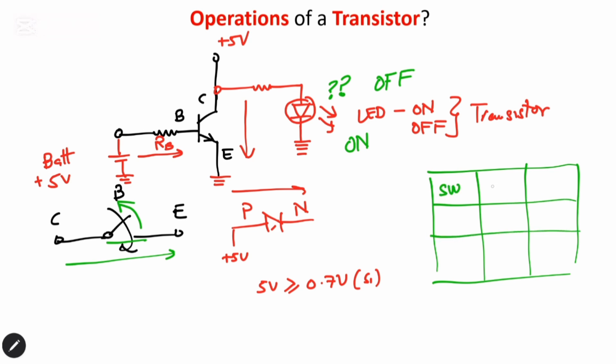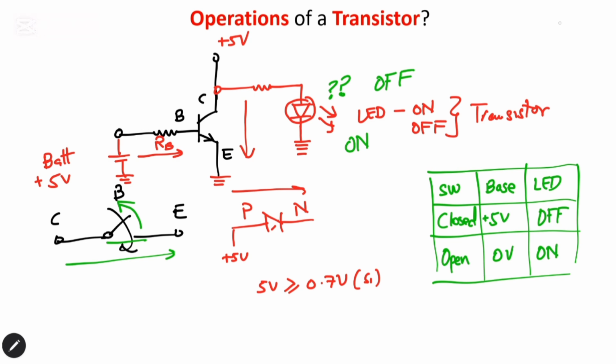This is for the switch, and we can say this is for the base, and this is with the LED state. So when the switch is closed, that means we have positive 5 volts applied to the base, and the LED will go off. And when the switch is open, we say we remove 5 volts from the base. In that case, the LED will go on.